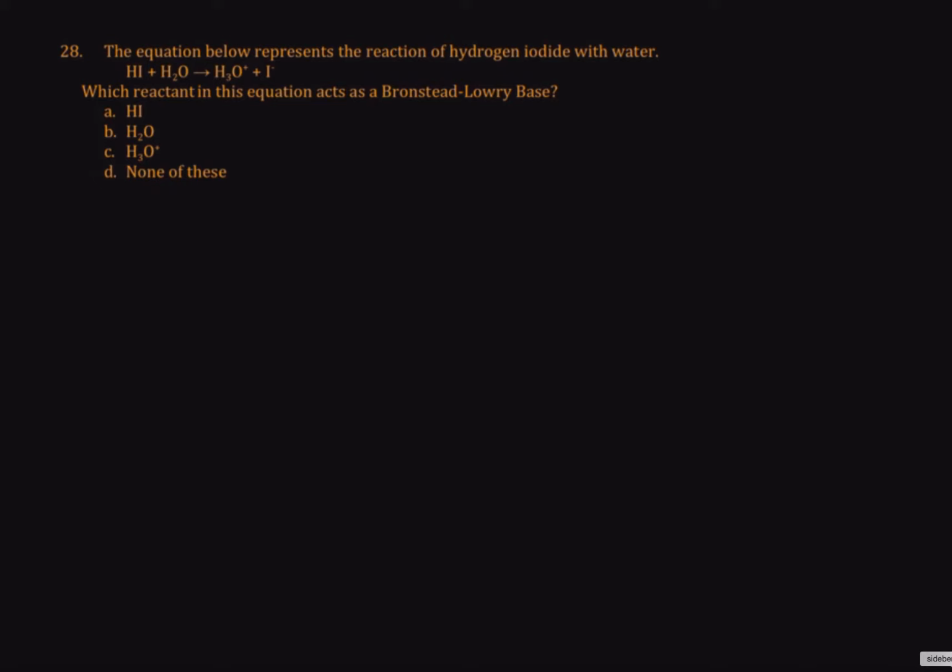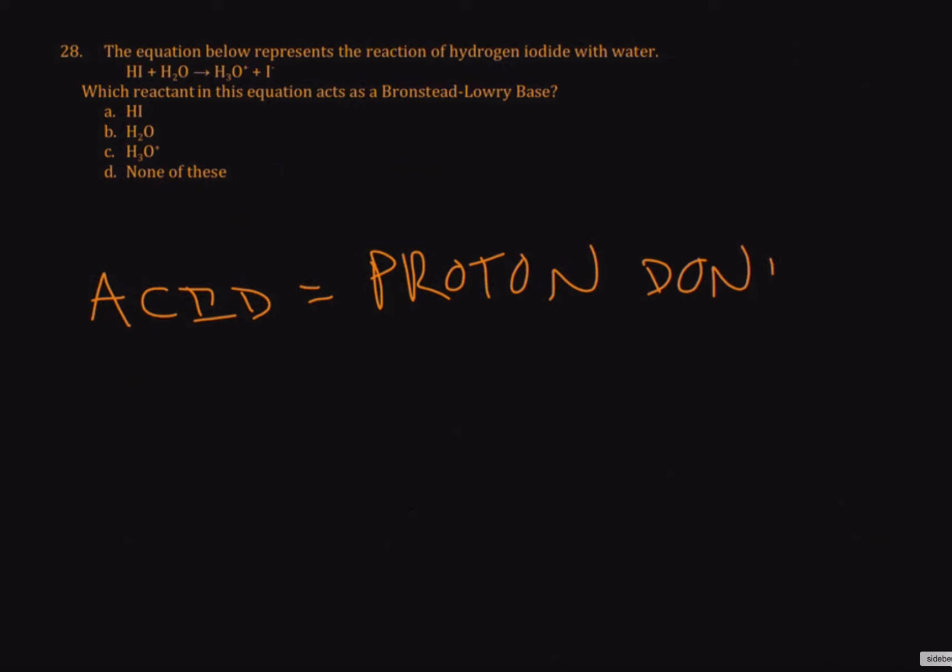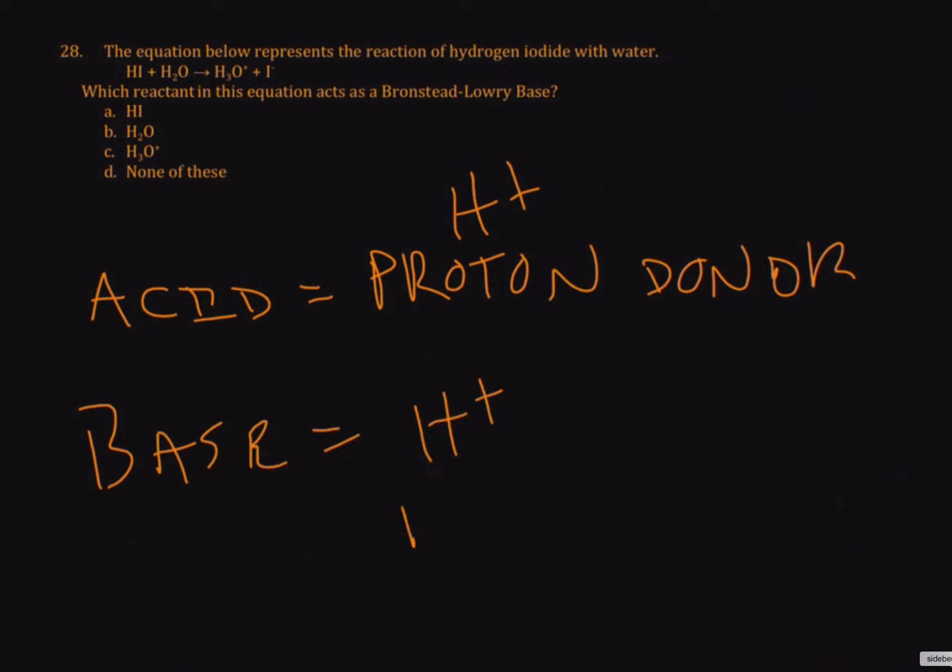We've got a reaction, we've got an equation. Which reactant is the Bronsted-Lowry base? Remember, in the Bronsted-Lowry definition, acid equals proton donor. It's going to give up a hydrogen. And base is the hydrogen or proton acceptor, receiver, or consumer. However you want to think about it, it's the thing that takes the hydrogen. One thing gives up a hydrogen, that's the acid. The other thing gets the hydrogen, that's the base.